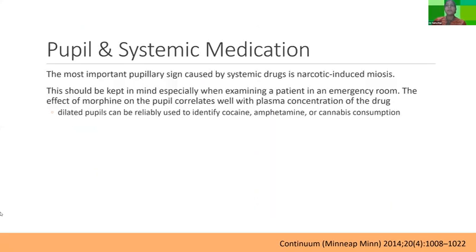Then pupils and systemic medications. The most important pupillary sign caused by systemic drugs is narcotic-induced miosis. This should be kept in mind, especially while examining the patient in the emergency room. And the effect of morphine on the pupil correlates well with the plasma concentration of the drug. Whereas dilated pupils can reliably be used to identify cocaine, amphetamine, and cannabis consumption.